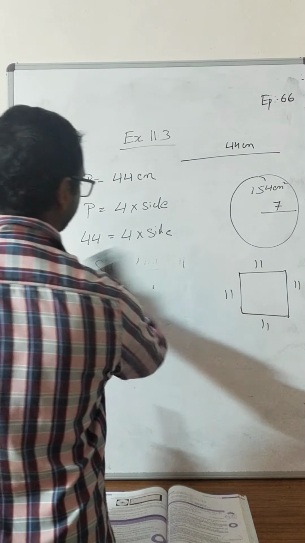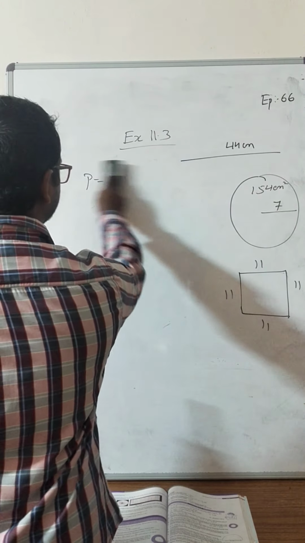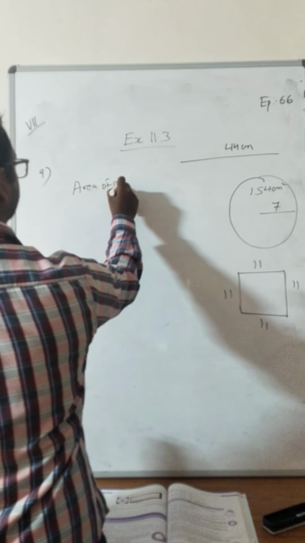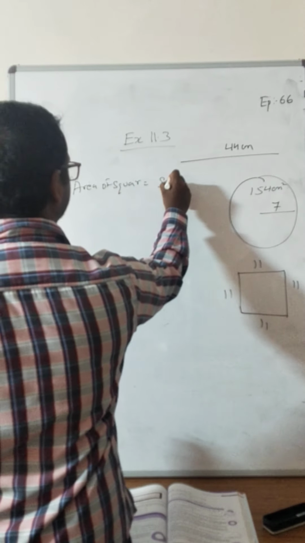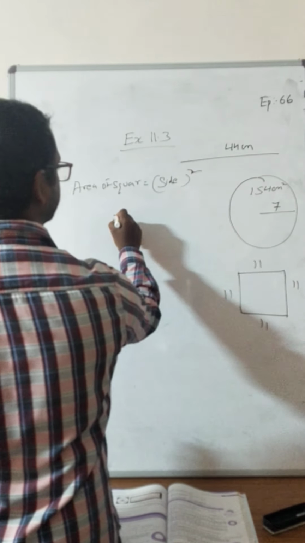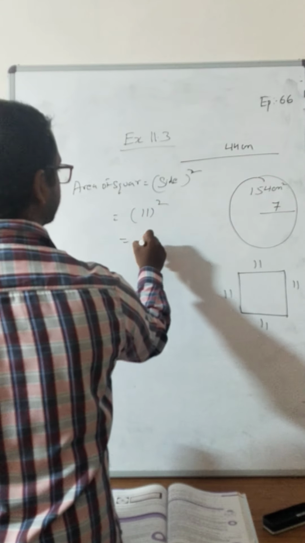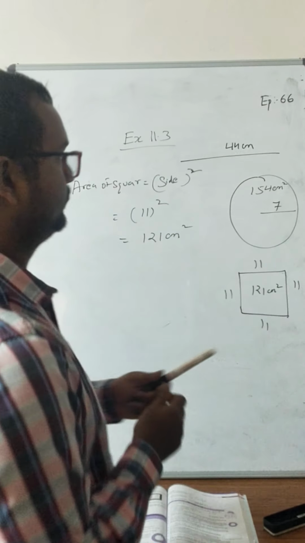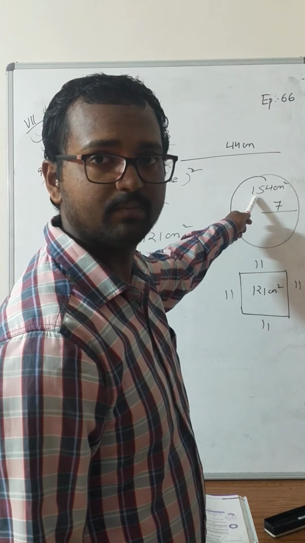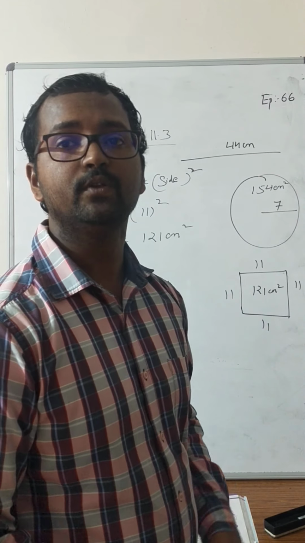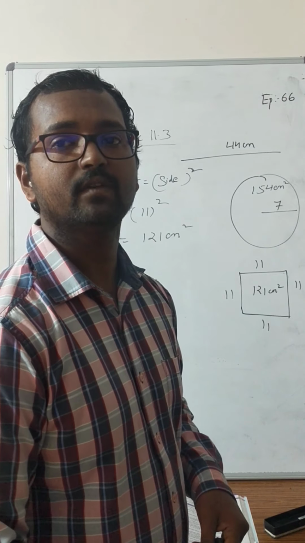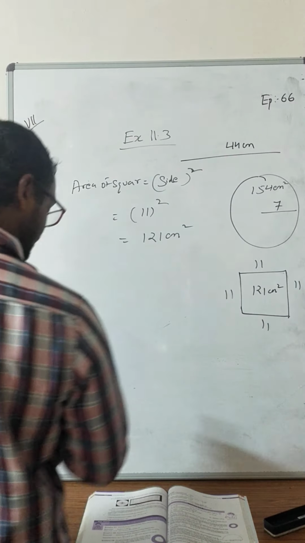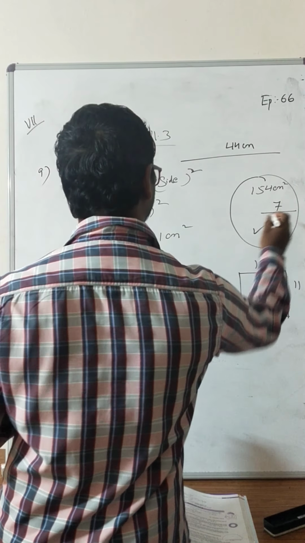So here, now let's find the area of square. Area of square is side square. Side square is 11 square. 11 square is 121 centimeter square. As we can see, area of circle is 154 centimeter square and the area of the square is 121 centimeter square. It is very clear that circle encloses more area compared to square. Okay, students. So area of circle has more area.